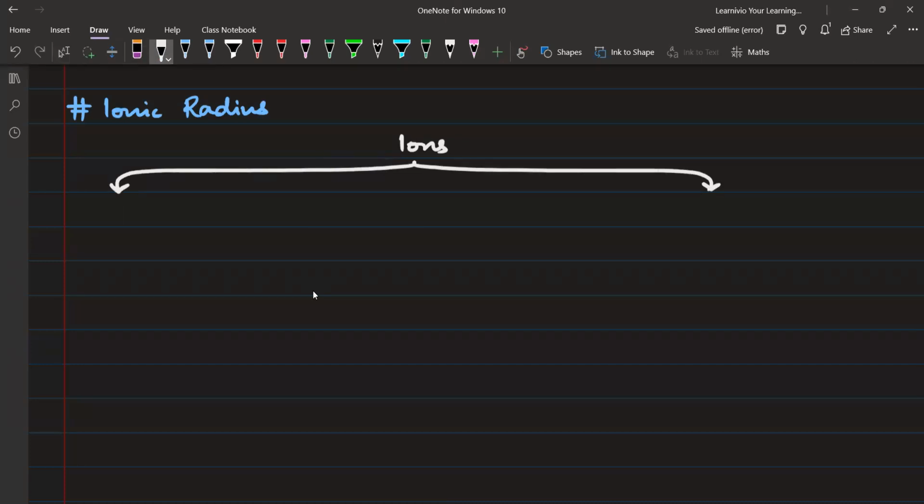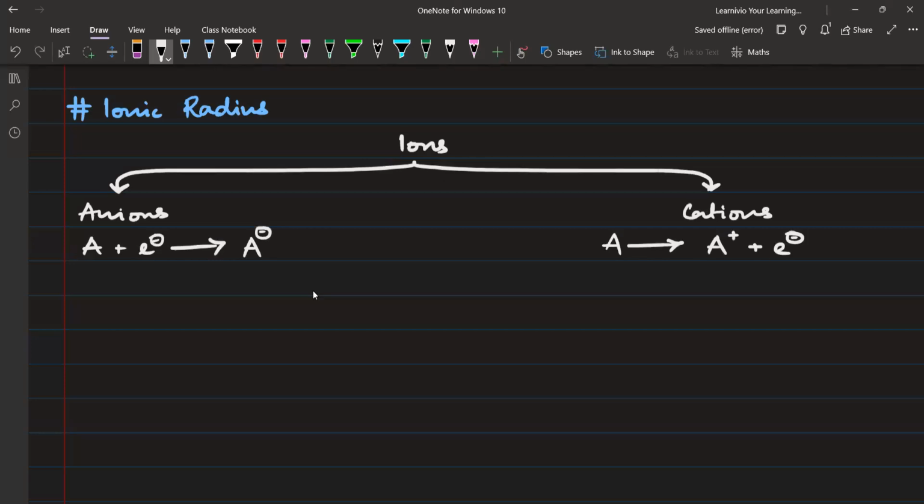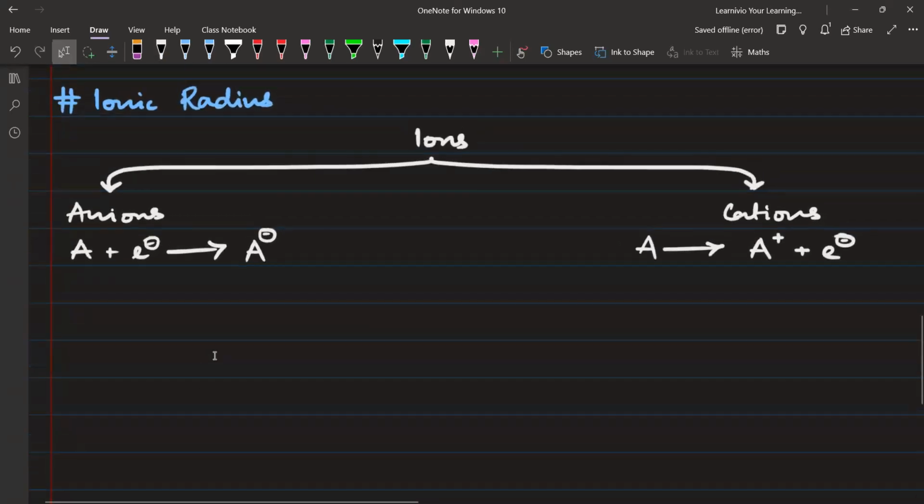We have two types of ions: anions and cations. How do we get an anion? We have A, in which we add an electron and we get an anion, A negative. We have a neutral atom A, and we remove an electron from here and we get a cation, A positive. Fine. We remove one. Now, while you are removing the electron, what is happening?